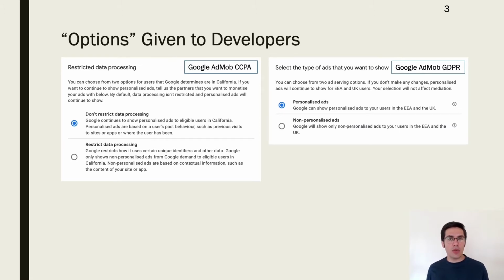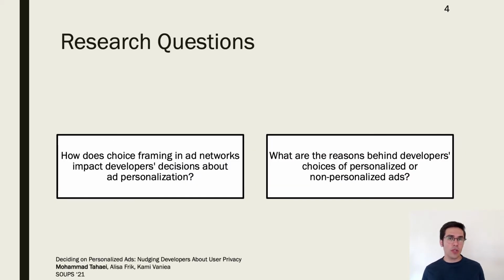Here you can see two examples provided by Google AdMob. So we were keen to better understand how the presentation of this information to developers could change their decisions for their users. Also, the presentation and the choices given to developers vary across platforms and ad networks. So we asked two research questions.